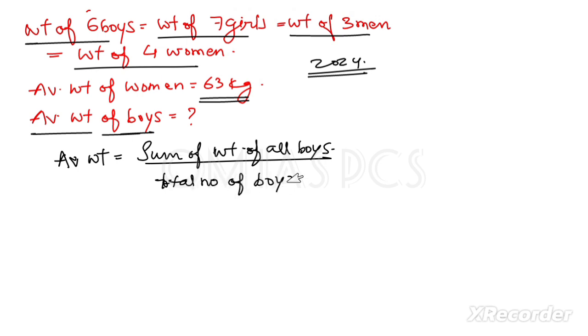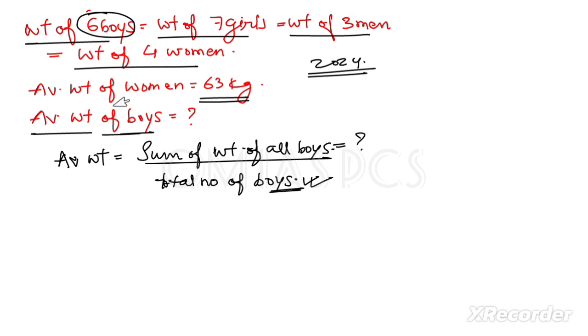Okay, this will be our basic formula. Now just look at this question. Here it is given that there are 6 boys, so the total number of boys is equal to 6. Now we have to find the sum of weight of all boys. What is this number? We don't know this value, so we have to find this one.